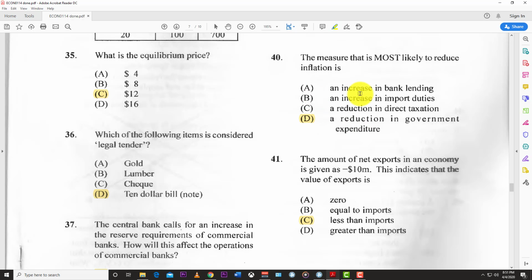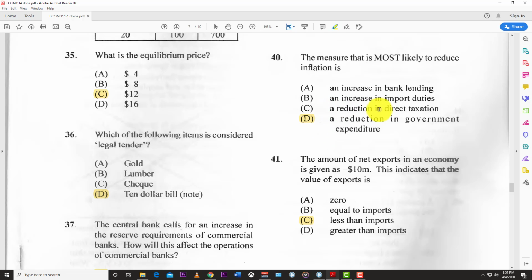Let's break it down. A, an increase in the bank lending. No, that's more money in the streets. An increase in import duties. No, that would just be protectionist, and it would protect the local market, but that doesn't mean that people are not going to buy more from the local.